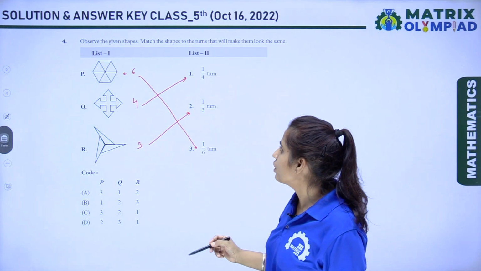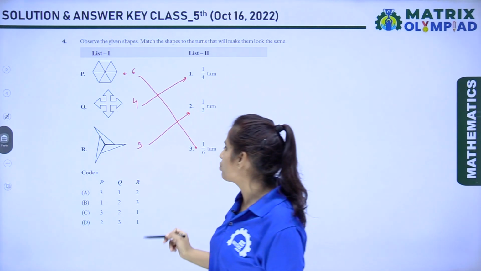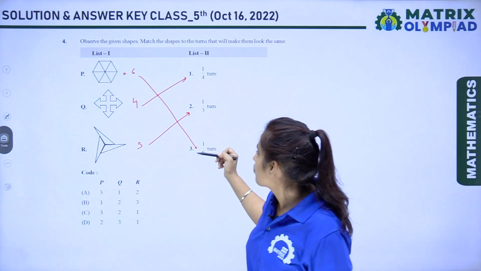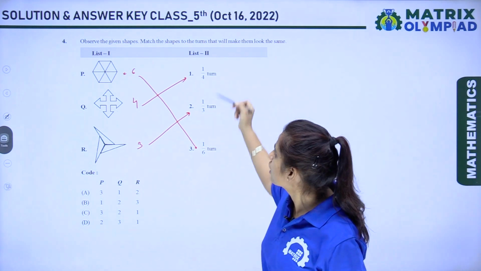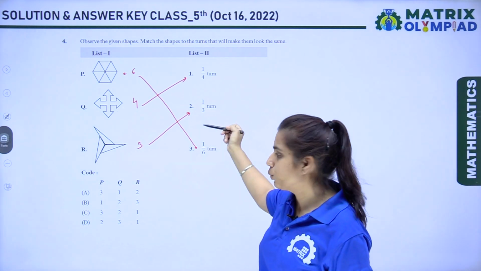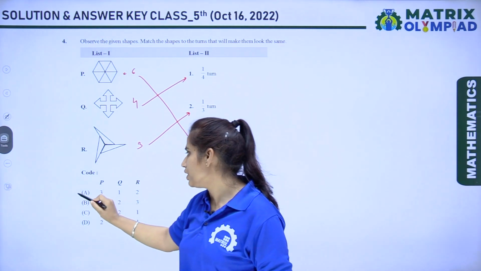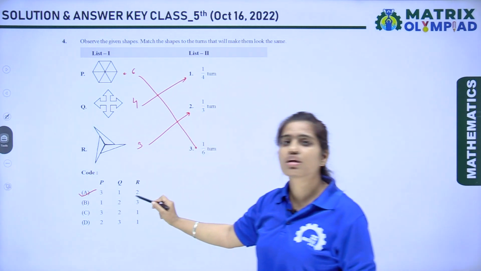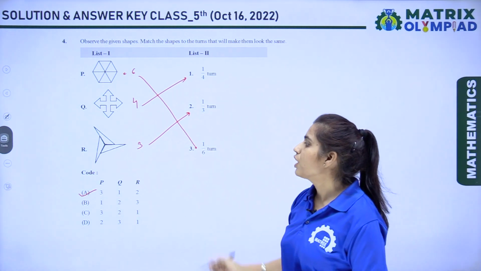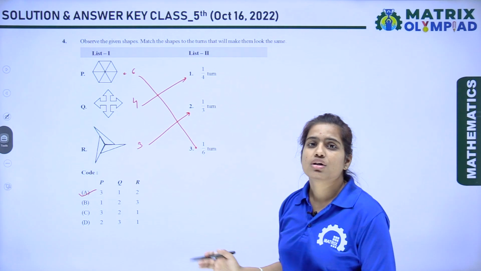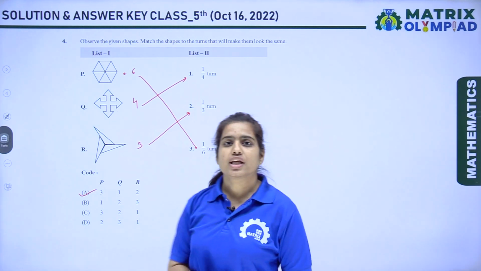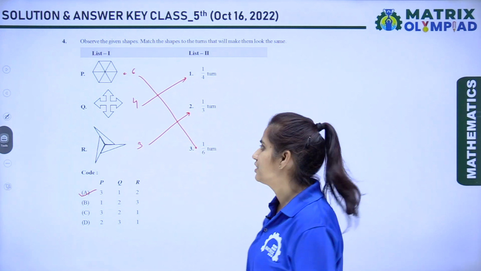So according to the options, let's check which option is the correct one. Here the sequence will be 3, 1, 2. So let's check. Here option 1 is 3, 1 and 2. So according to the question, option A is the correct answer.